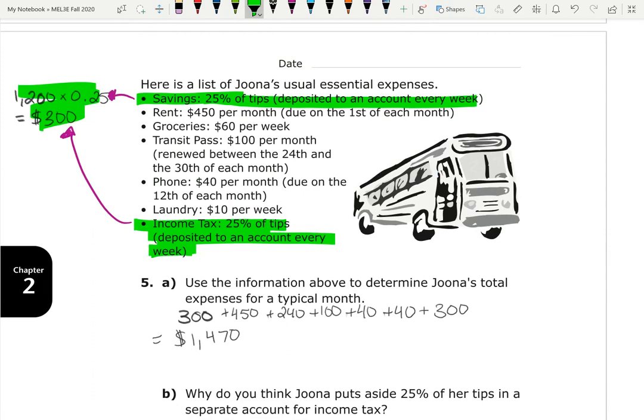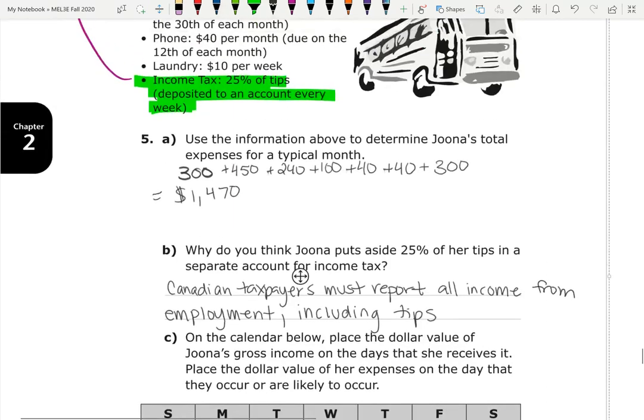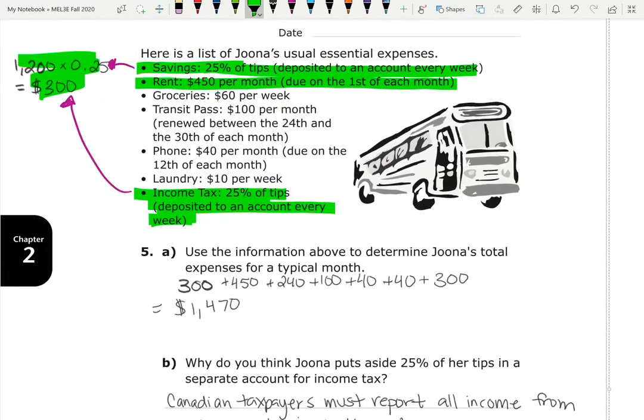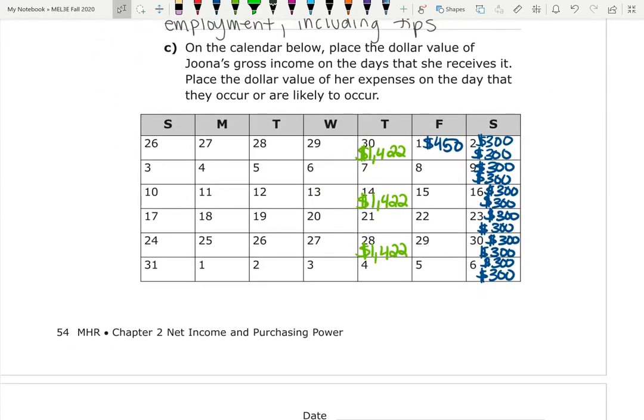Okay, rent, $450 a month, due on the first of each month. So rent is due on the first, so here, $450. Okay, next, groceries, $60 a week. So she shops once a week and spends $60. Let's say she goes on a Sunday before her work week begins. Every Sunday she goes to the grocery store, $60.